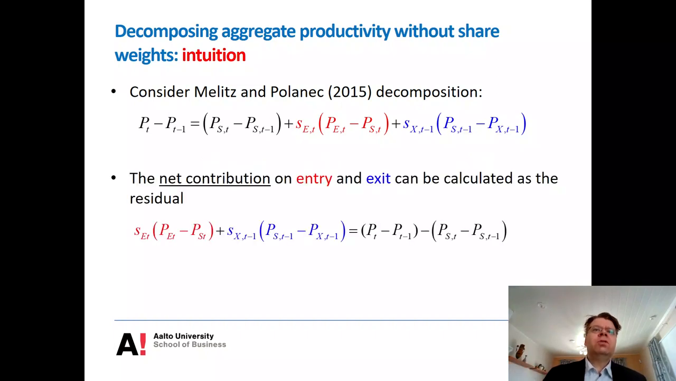However, if it is enough to consider the net contribution of entry and exit, so if we do not care whether it is really entry or exit, but only the net contribution of structural change, then notice that the sum of the red component and blue component, so the sum of the entering firms' and exiting firms' contributions, can be simply obtained as the difference of the industry productivity and that of the surviving firms. Therefore, we can estimate this contribution of entry and exit simply as the residual. And this wouldn't require any information about the share weights. So if we can compute the components on the right-hand side of the lower equation, these black components, then we also can get this sum of the red and blue components without any share weights.